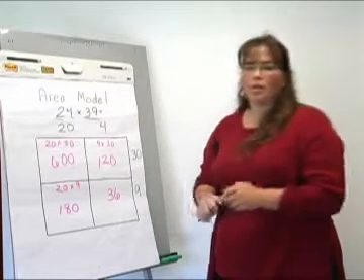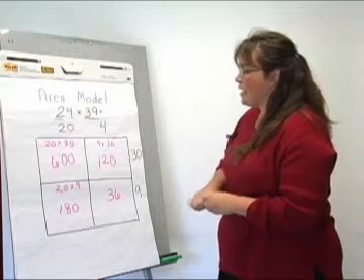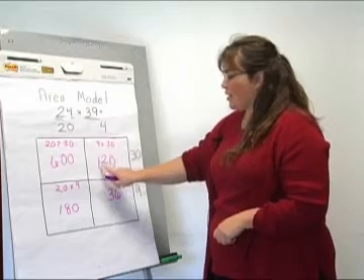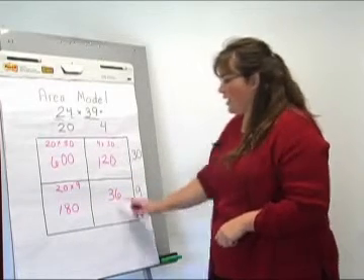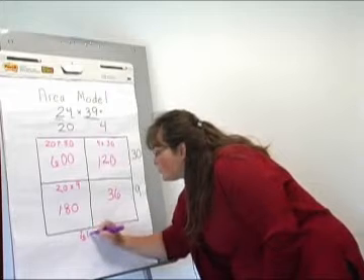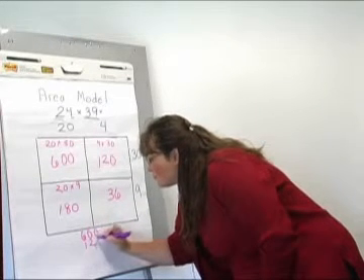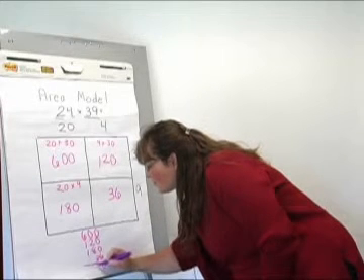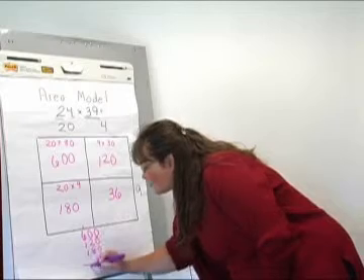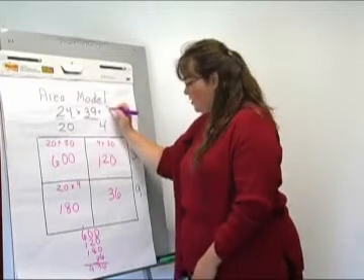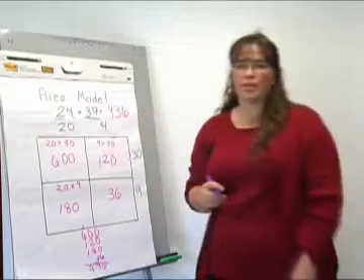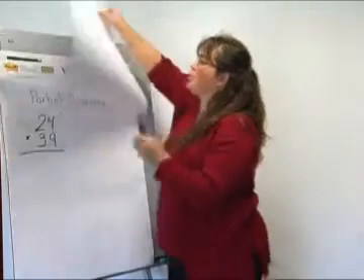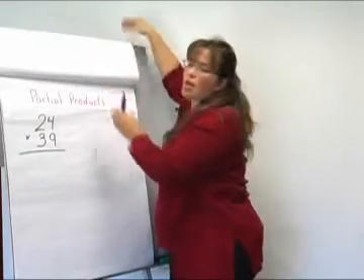To figure out the whole answer of 24 times 39, they will add up each quadrant. So 600 plus 120 plus 180 plus 36, for a total answer of 936.